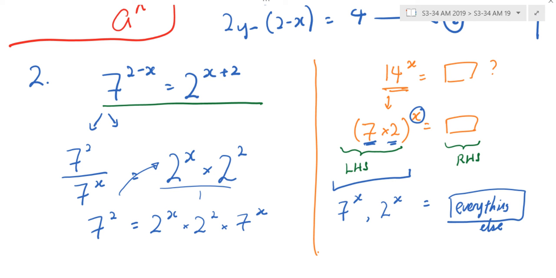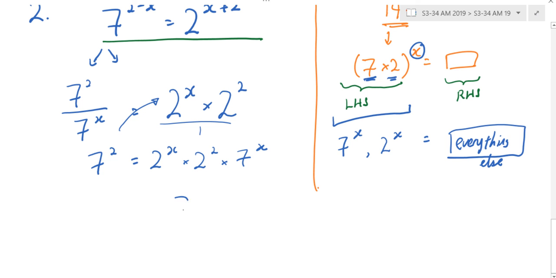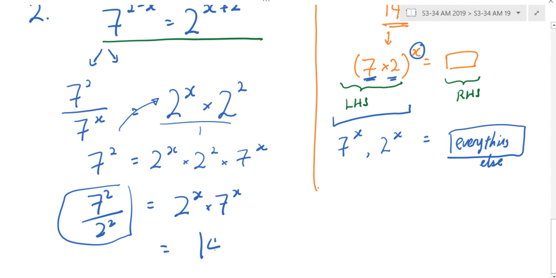From here, I look at the right side again. I want 7 power x, 2 power x to be on one side. 2 power x, 7 power x on one side. Got somebody in between them. Bring over. As in divide. 2 power x times 7 power x. 7 square over 2 square. This one you press calculator. This is your 14^x.